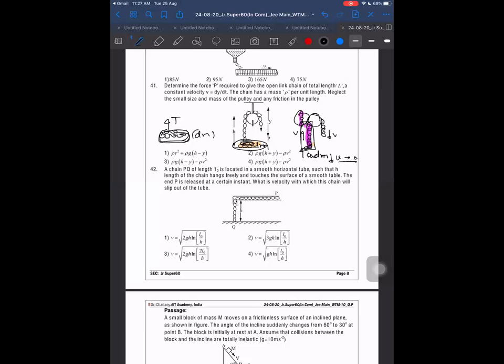This is dm, and on this dm, what velocity is it acquiring? These particles are acquiring velocity v. Then what should be the force acting on it? That will be a backward force downwards, and it is equal to lambda into v squared.